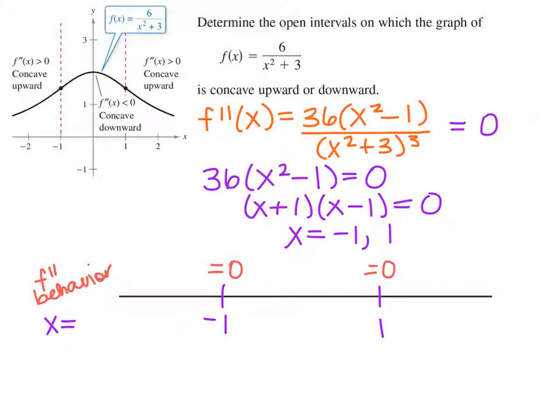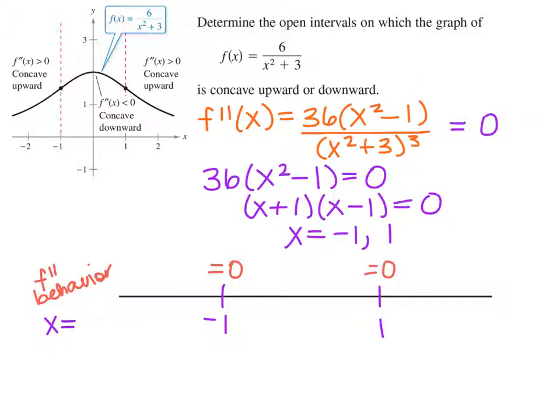And now what I'm going to do with that is set it equal to 0 so I can find the places where my concavity might change or any critical points I might need here. So I'm going to set that equal to 0 over 1. I can cross multiply, so the only 0 I'm really going to get is this numerator here. So I set that equal to 0.